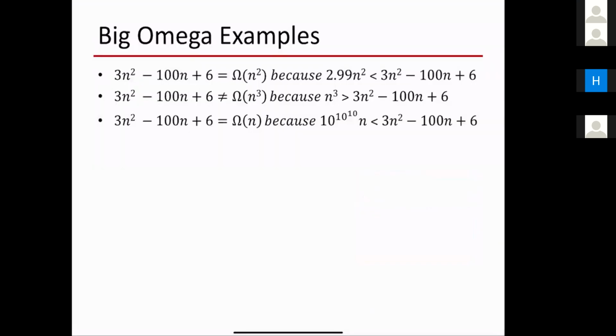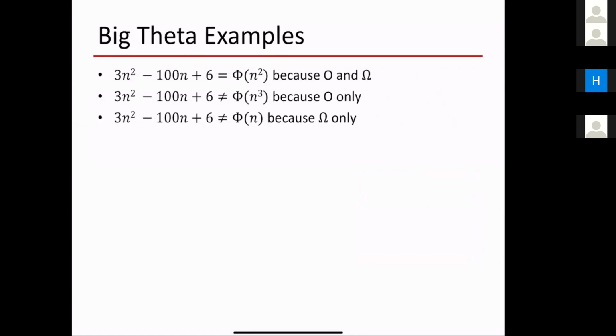Okay, now we understand the concept of big O and big omega. What is my upper bound? What is my lower bound? So for big theta, the same thing applies. Big theta is basically, if it is big O and big omega at the same time, then I can say big theta. If it is only one of them, no.